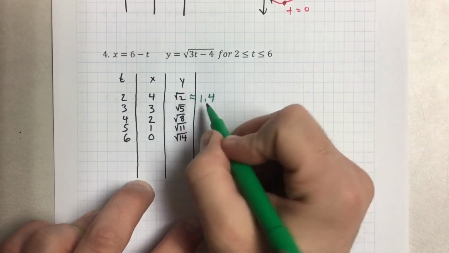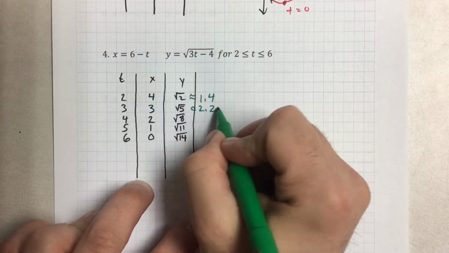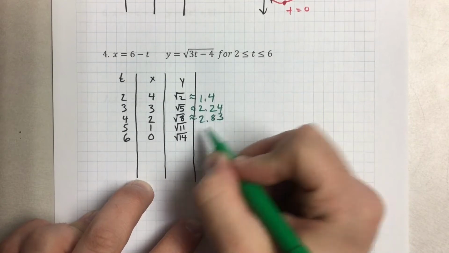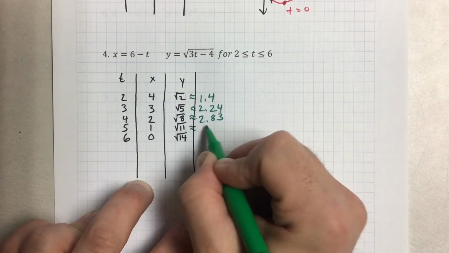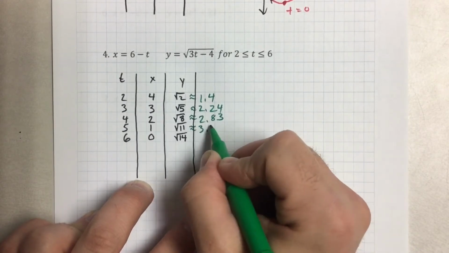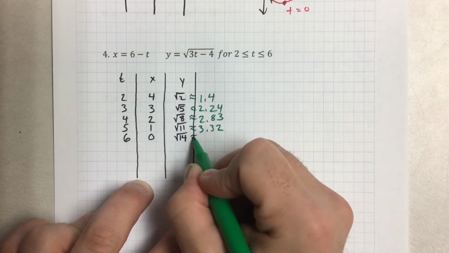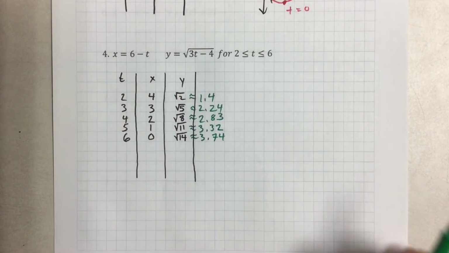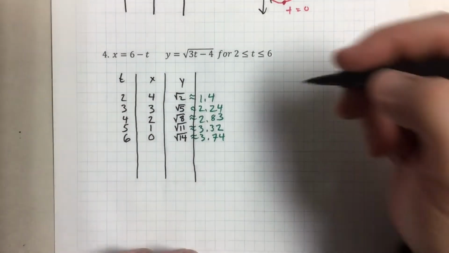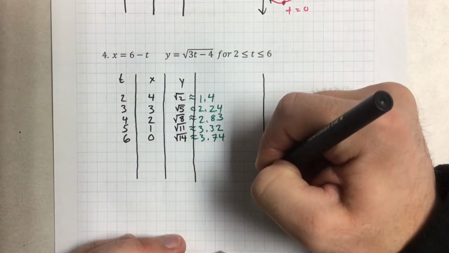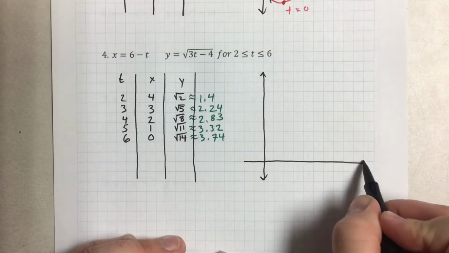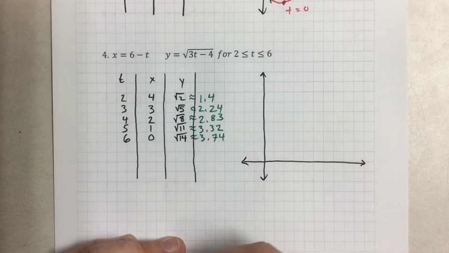We get 1.4, 2.24, 2.83, 3.32, and 3.74. There we go. So that's going to be much easier to plot. Let's go ahead and make our grid. Noticing that we do not have a single negative value, we can just draw our first quadrant. It's going to be good for us.